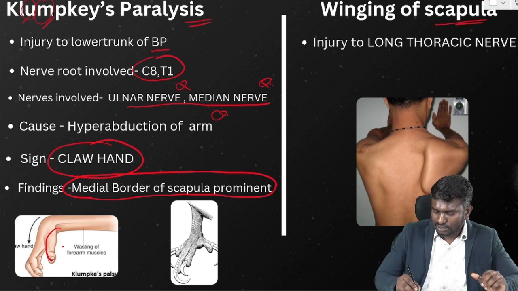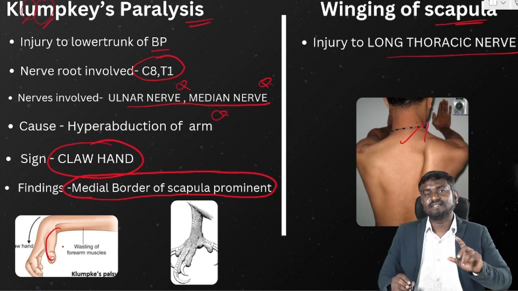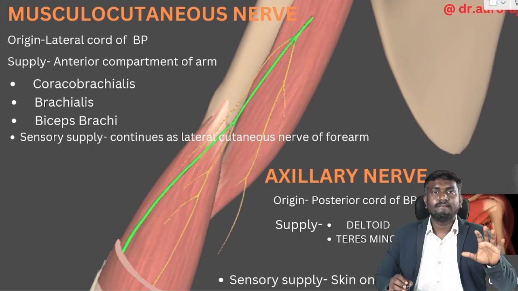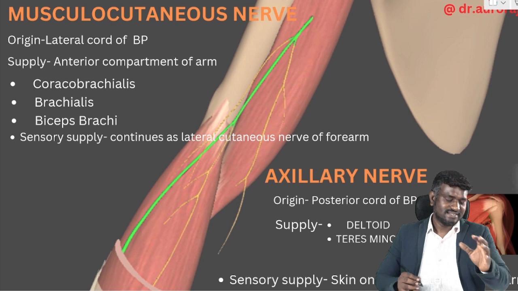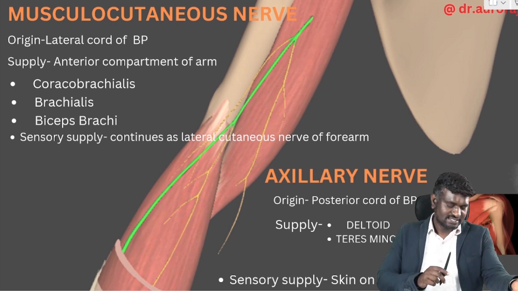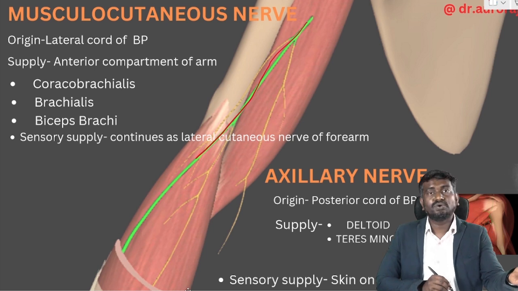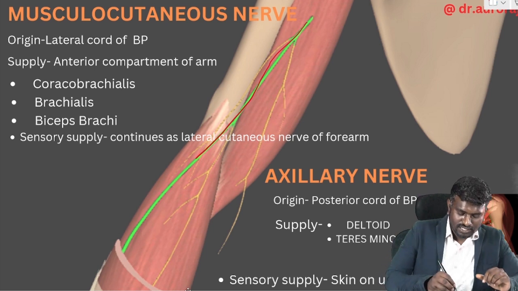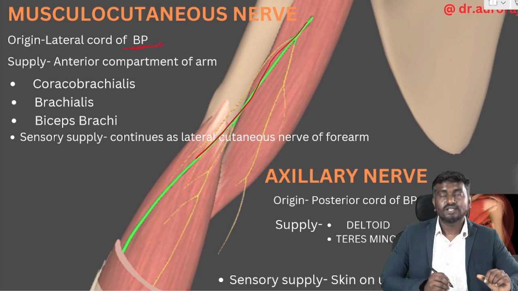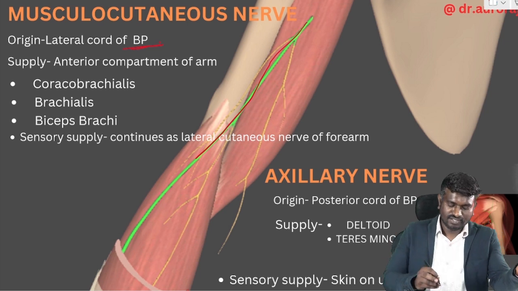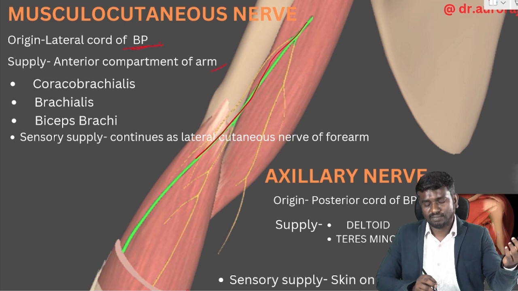It is due to what? Long thoracic nerve. Please look at the image carefully. Winging of scapula is due to the long thoracic nerve. Next, the musculocutaneous nerve. This nerve over here, which you see, is called the musculocutaneous nerve. It originates from the lateral cord of the brachial plexus. It supplies the anterior compartment of the arm. Very important. Supplies the anterior compartment of the arm.